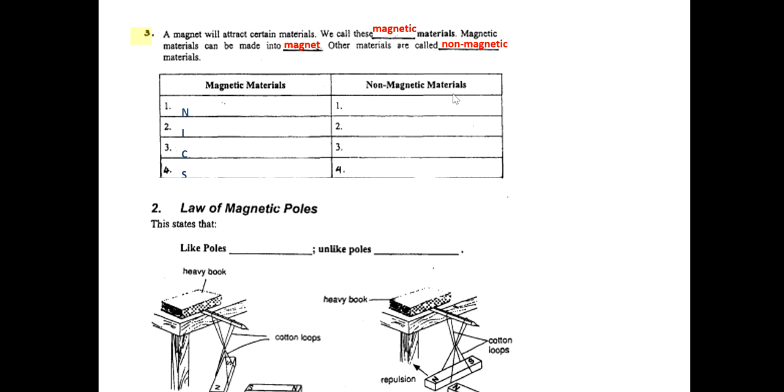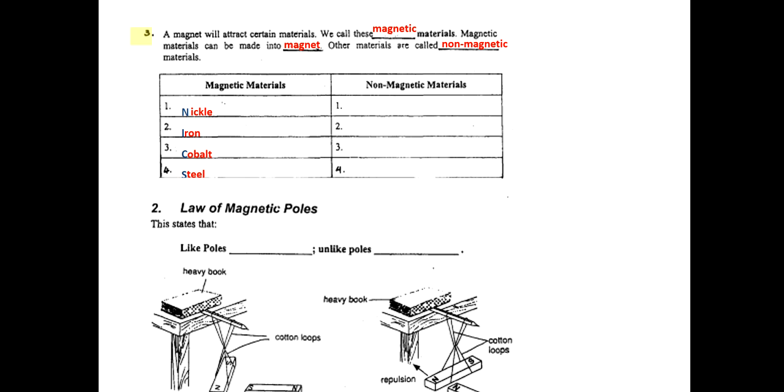Any other thing that does not belong to NICS is non-magnetic. So let's fill in the left column of your table. First of all, N stands for nickel, I stands for iron, C stands for cobalt, and S stands for steel. Normally, students have no problem with nickel, iron, and steel, but sometimes for C, some students have a tendency to think that it is copper. It is not copper, it is cobalt.